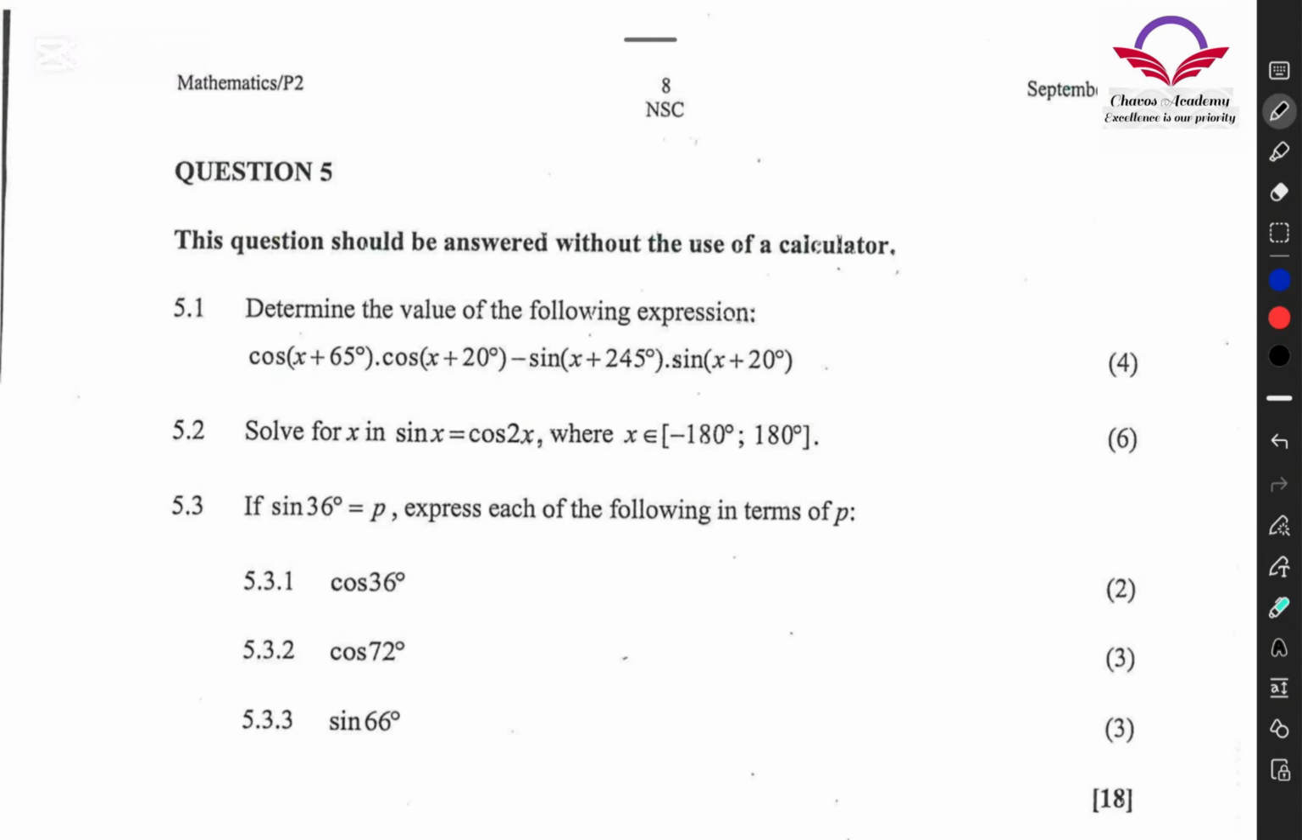So here's one of the sections in paper 2, the section you need to work very hard on. It's one of the sections that is giving a lot of learners problems out there. So let's go and look at it and see how we are supposed to go about it.